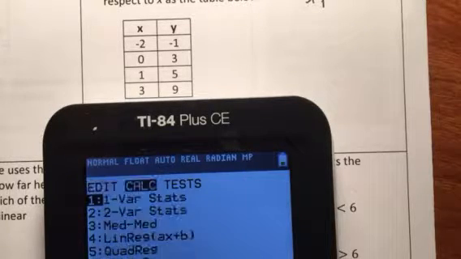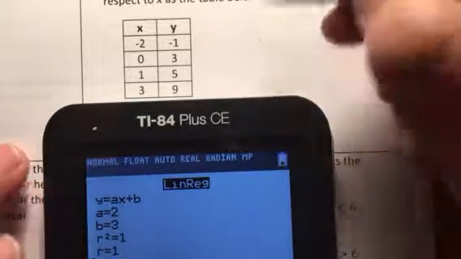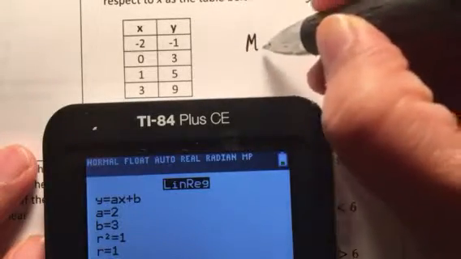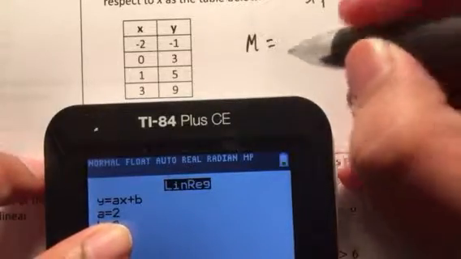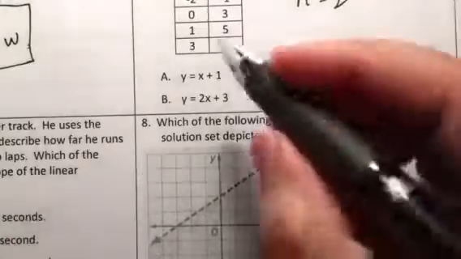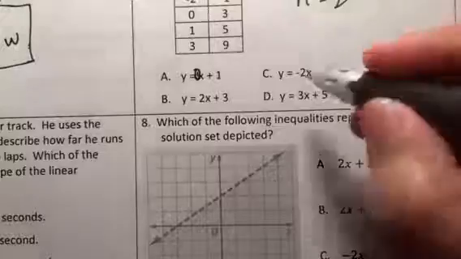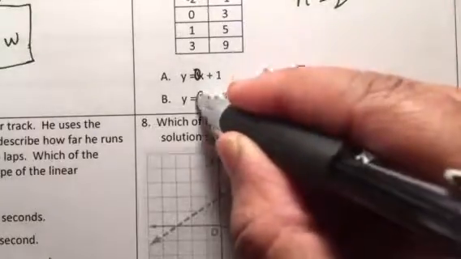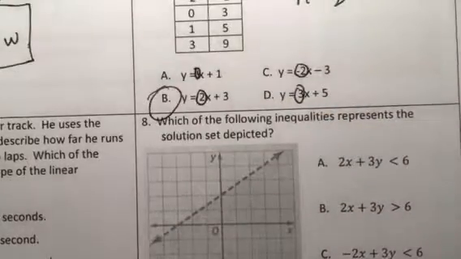Alright, so I'm going to do stat over 4. And remember, all I want is the slope. So in this case, my slope, or my A, is 2. So which one has the same slope? Well, this has the imaginary one. This is negative 2, 2, and 3. So our answer is B.